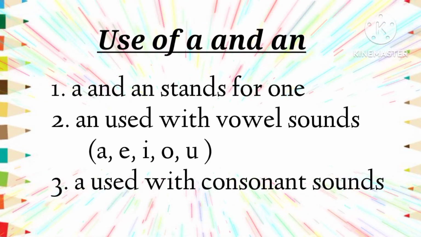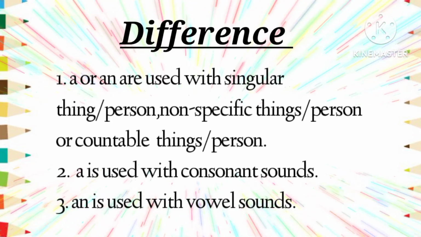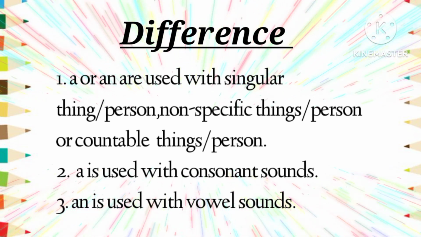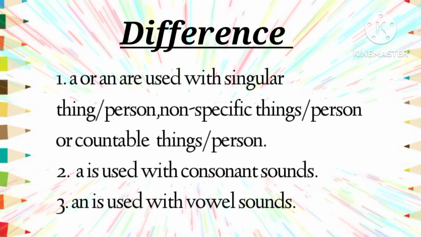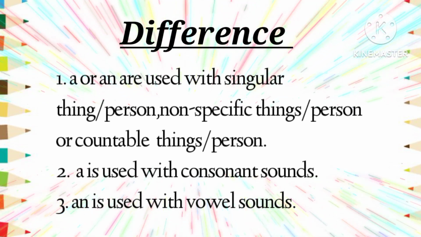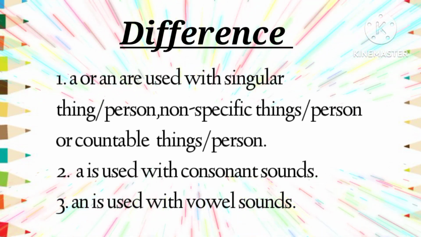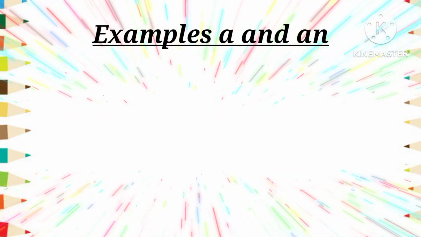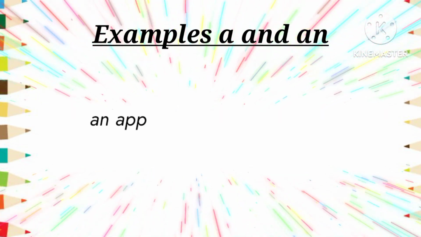There is a difference between the use of a and an. A and an are used with singular things or persons, non-specific things or persons, and countable things. A is used with a consonant sound and an is used with a vowel sound. Here are a few examples of a and an. First of all, the examples of an.